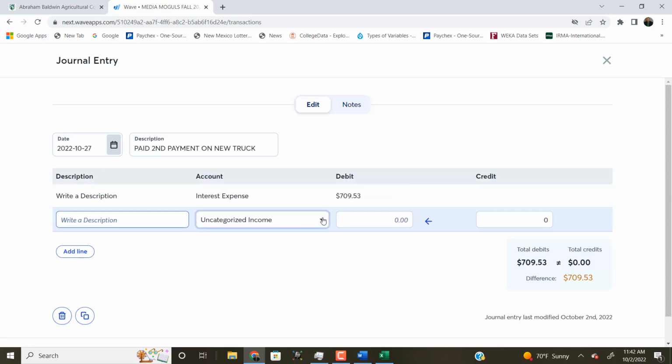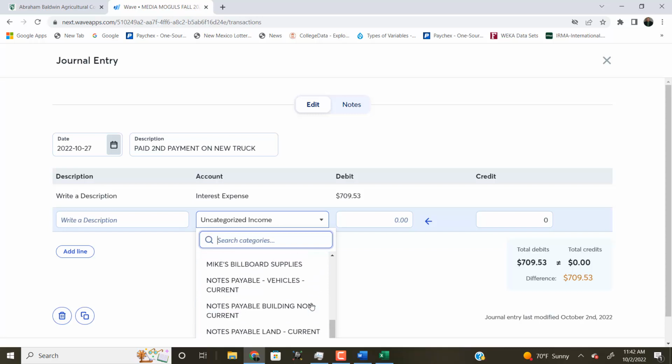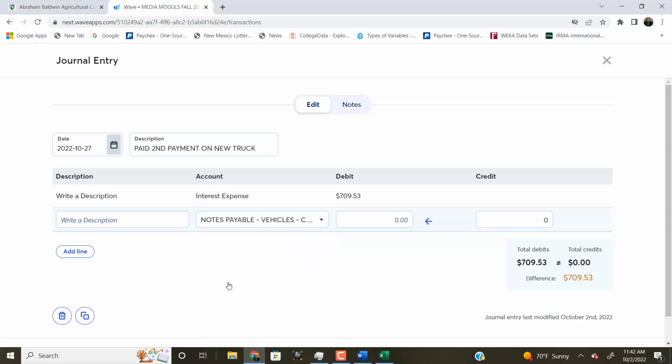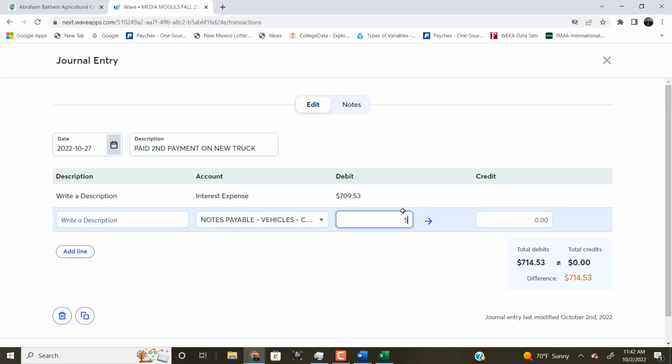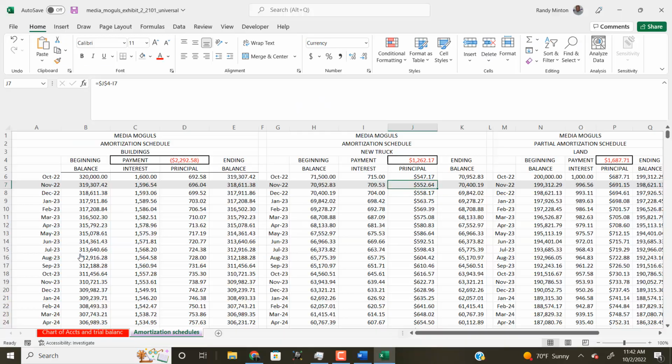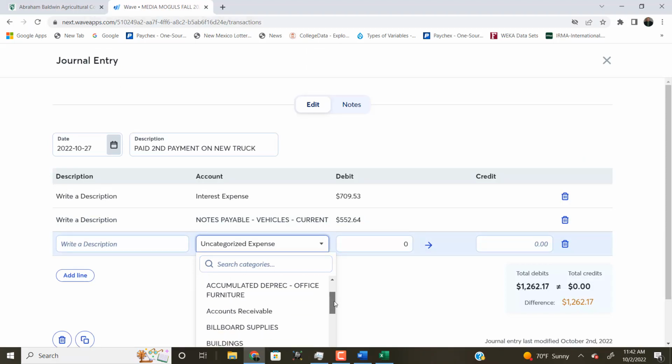Now the next one we're going to do is the note payable itself. So you're looking under the liabilities, and you're going to find notes payable, vehicles, current. Go back over to your amortization schedule, see how much that is. 552.64. That 1262.17 now needs to be the same amount that you're looking at right here, which it is. That's your payment. And that's coming out of cash, of course.